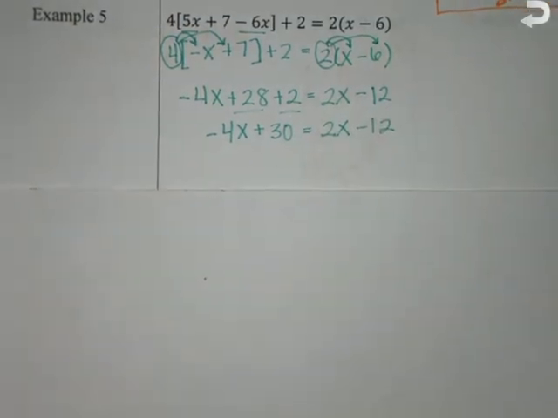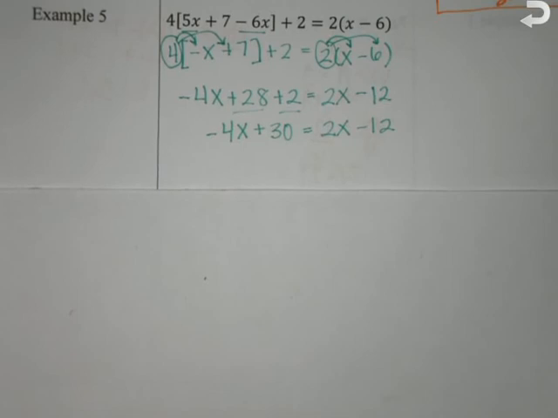Negative 4x or 2x? Who votes for negative 4x? Raise your hand. Who votes for 2x? Raise your hand. Okay. That was lame. Let's try again. Who votes for negative 4x? That's the one we want to move. Who votes for 2x? That's the one we want to move.